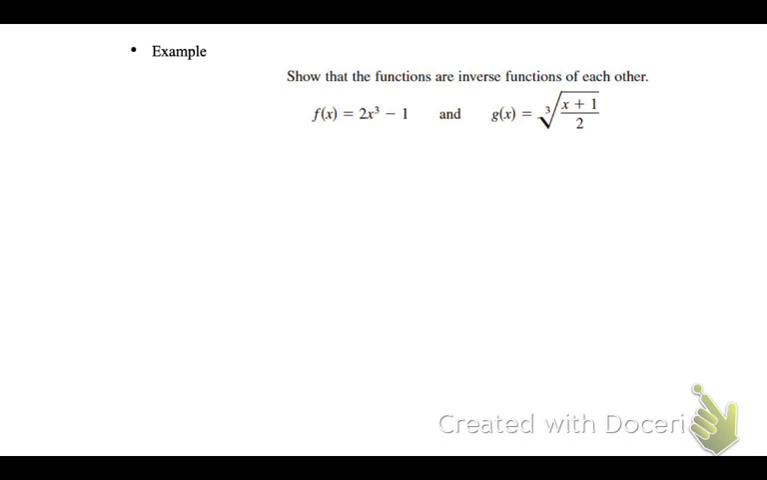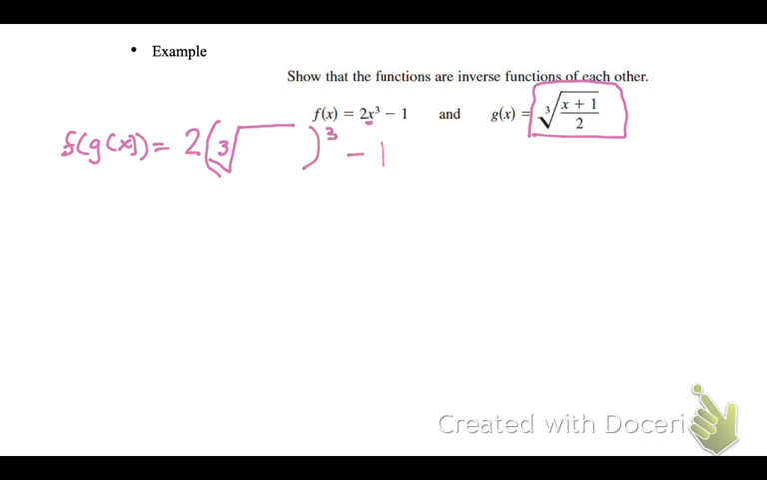So if they're inverses of each other, it's going to equal x, correct? So I'm going to do f of g of x. This whole thing replaces what? That x, right? So 2 times the cube root, cubed, minus 1. And all this stuff goes into that cube root, correct?